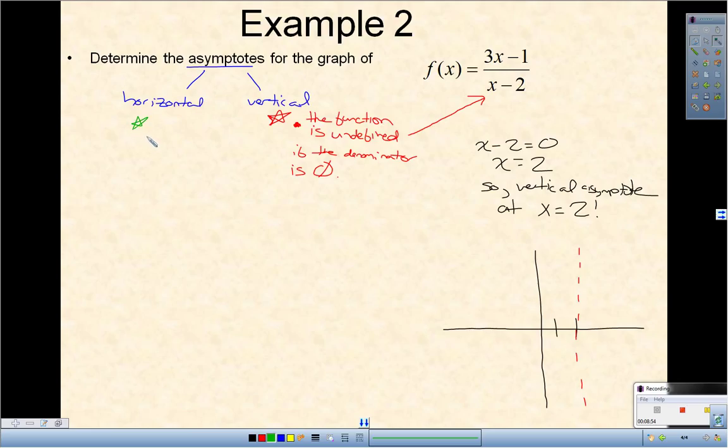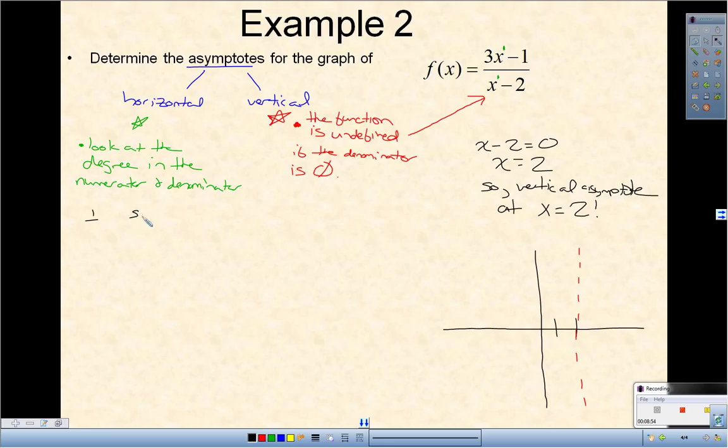Alright, so what you look for with the horizontal asymptote is you look at the degree in the numerator and denominator. Okay? The degree. Remember, the degree is the highest exponent. So in this case, the highest exponent in the numerator is 1. The highest exponent in the denominator is 1 also. Okay, so there are basically 3 scenarios here. So let's start off with the first one.